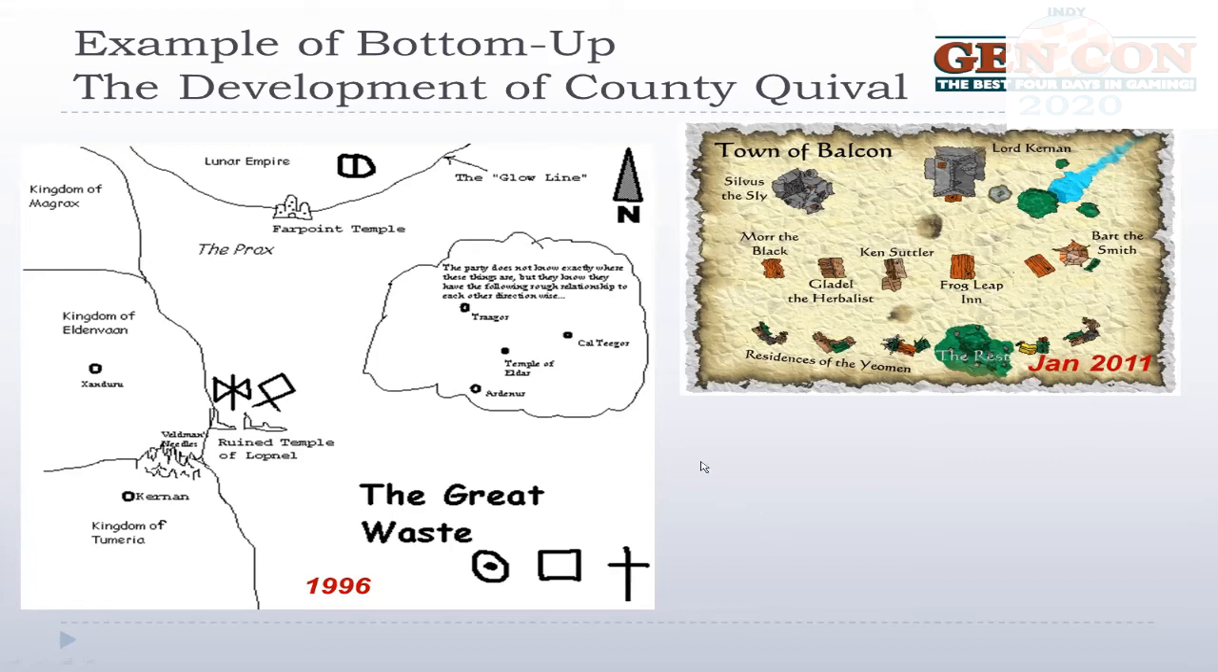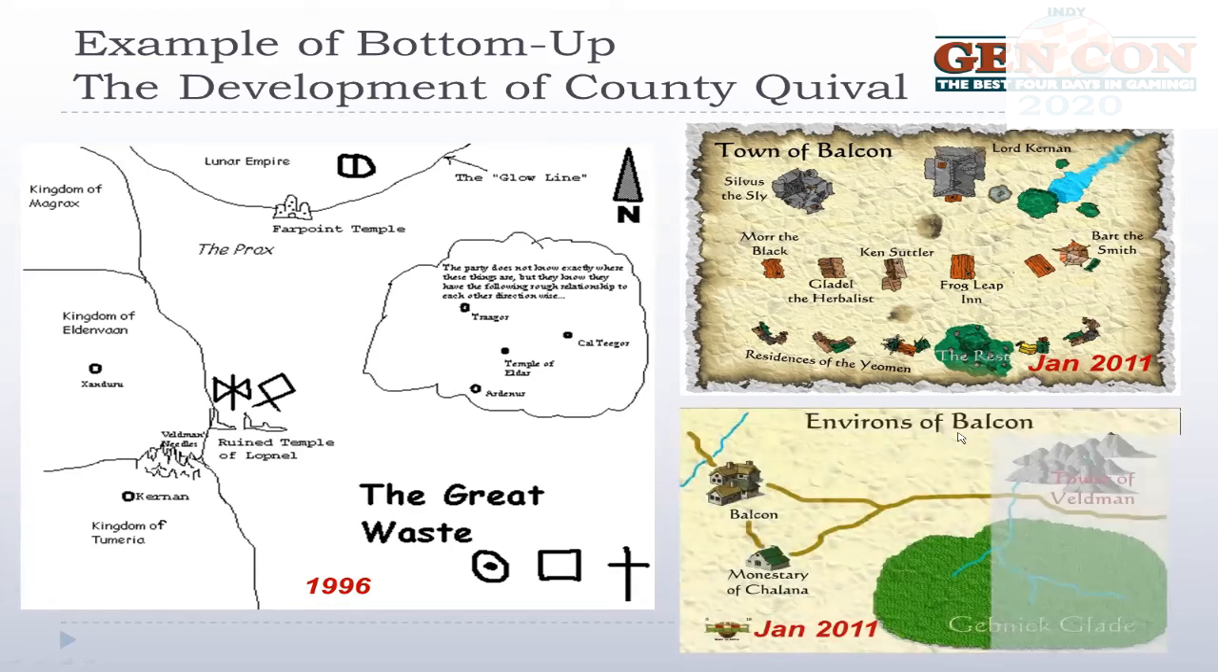And then what happened? Well, then I had to figure out, how does this connect? So where are those Veldman's Needles? Well, they're here. And then there's a monastery of healers, and then Balkan is here. And then there's a place called Gebnik Glade, which is a forested area. So as time went on, there became more and more of a need to develop the details surrounding that world.